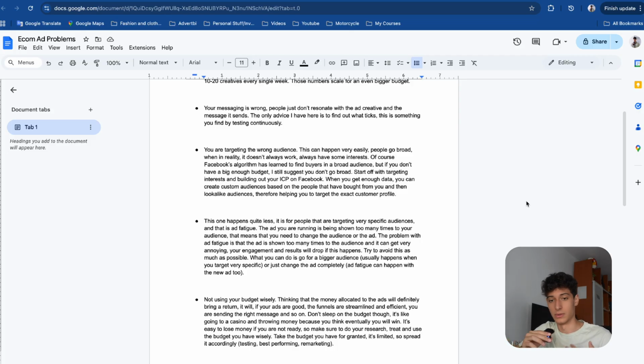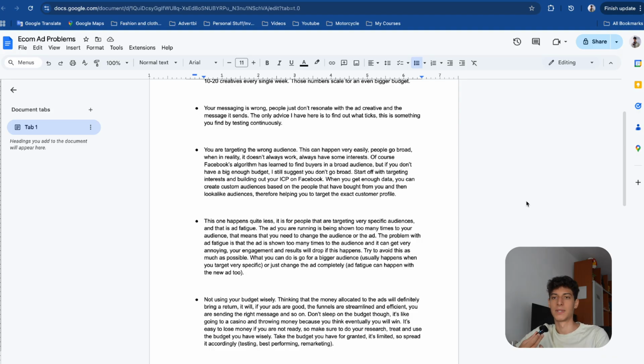From my experience, I've always added interests, some sort of age gaps, you know, kind of built out the ICP in the ads manager, and it's always brought results. Now, once you gather data, you can create custom audiences based on the people that have purchased from your store, obviously, and then you can create lookalike audiences based on that.